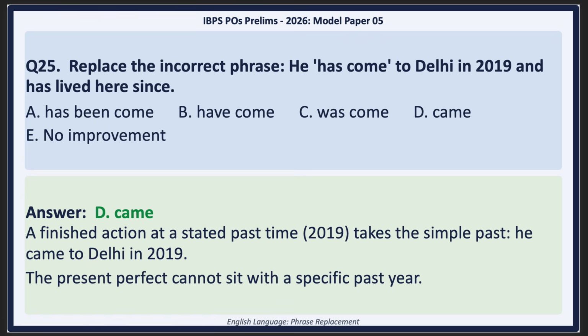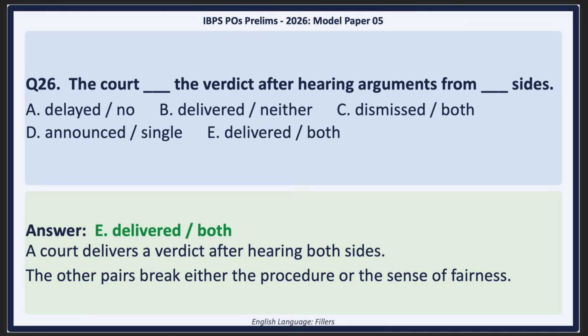All right, we have survived the micromechanics. We are on the final stretch of the gauntlet. Section 5, the final polish. This covers fillers, spelling, and vocab. Question 26 is a double filler. "The court blank the verdict after hearing arguments from blank sides."